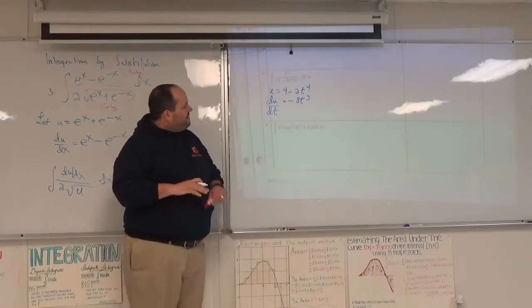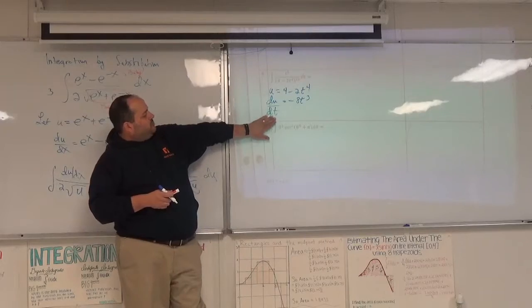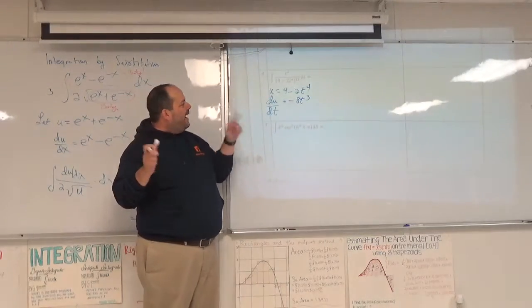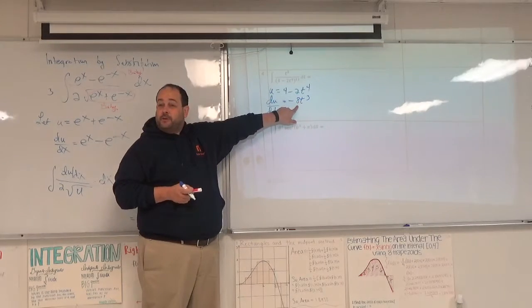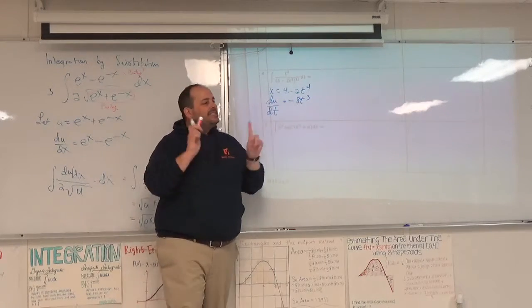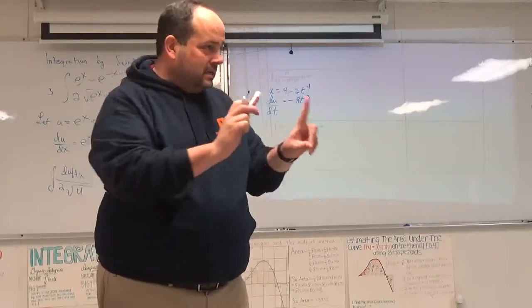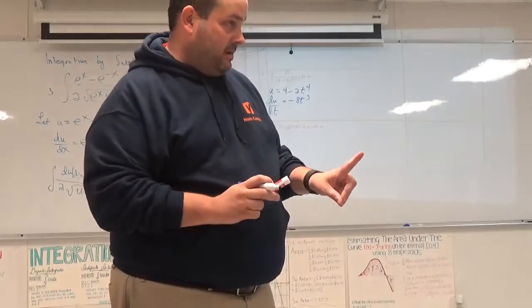Alright, so if u is the baby, do we actually have the derivative of the baby showing up here in the integrand? Not quite, because I've got t cubed and the derivative is supposed to be negative 8t cubed. Here's the thing, with integration by substitution, any legal algebra is okay.